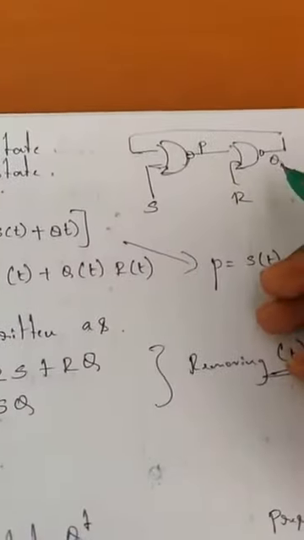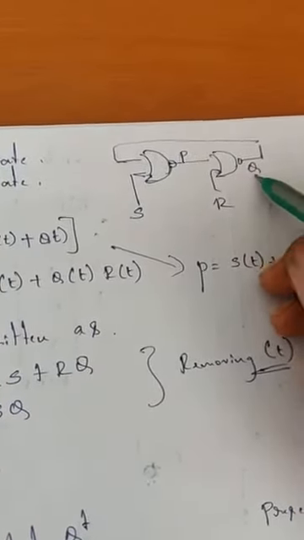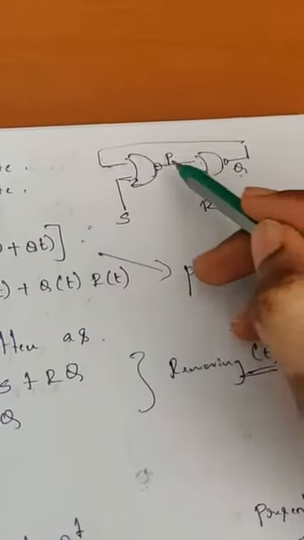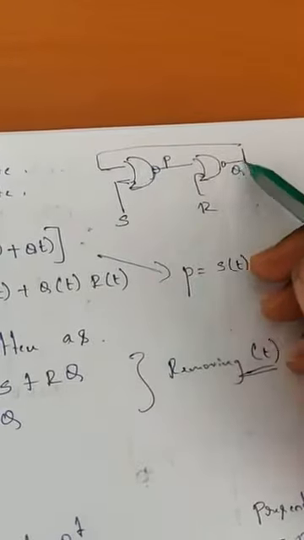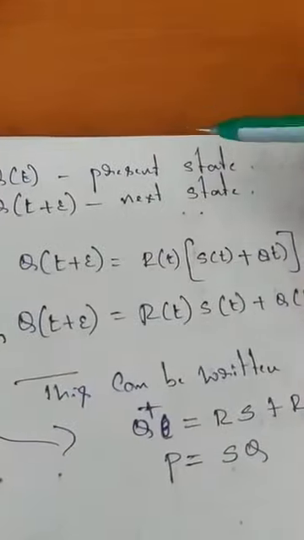So this will be q. After one transaction, what is the output you are going to get? That will be the next state. Right now this is the present state. After passing values of s and r through these gates, the output you are going to get will be your next state. Okay, got the difference between present state and next state.